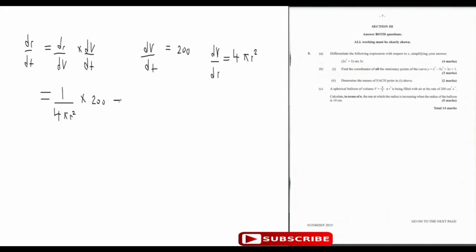And then all we have to do now is plug in r as 10, because it says put r as 10. So it works out to be 200 divided by 4 pi times 10 squared, and 10 squared is just 100. So dr by dt, let's work that out, 200 divided by 4 times 10 squared is a half. So this works out to be 1 over 2 pi. Radius is in centimeters, so it's 1 over 2 pi centimeters per second. Nice and easy. That's the solution.